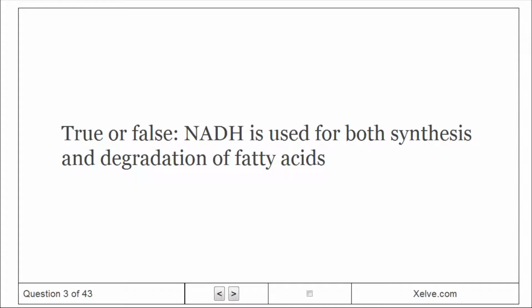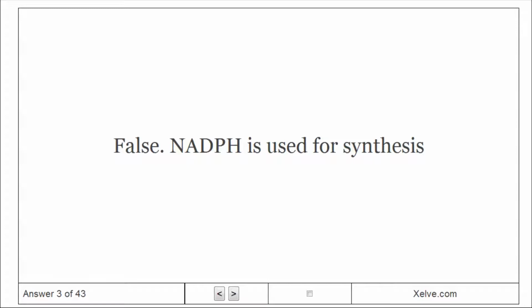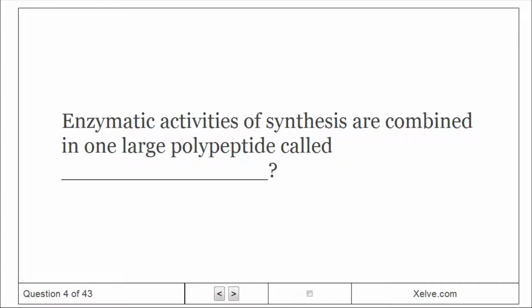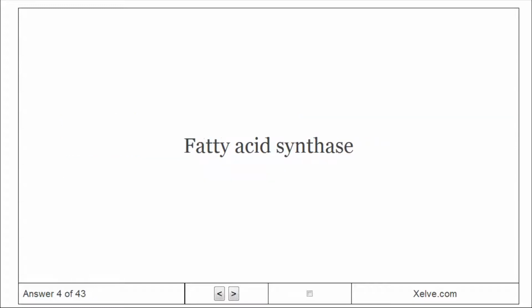True or false? NADH is used for both synthesis and degradation of fatty acids. False. NADPH is used for synthesis. Enzymatic activities of synthesis are combined in one large polypeptide called blank. Fatty acid synthase.